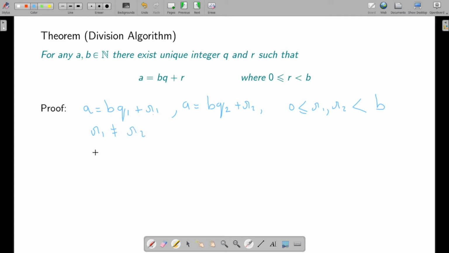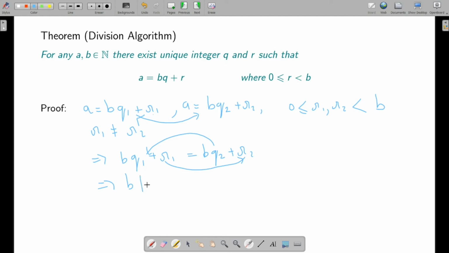Okay. So if R1 is not equal to R2, then just by equating both of these, since we have A's on both sides, we have B times Q1, this is one way of doing it, plus R1 is equal to B times Q2 plus R2, and taking this on that side and taking R1 on that side, and then I'm taking the modulus.